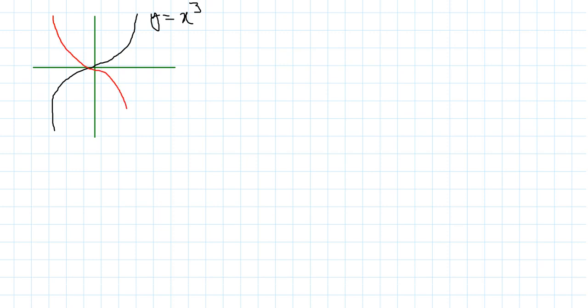Y equal x cubed. So it is the graph of y equal x cubed, y equal positive x cubed. If we have this shape, it means y equal negative x cubed.